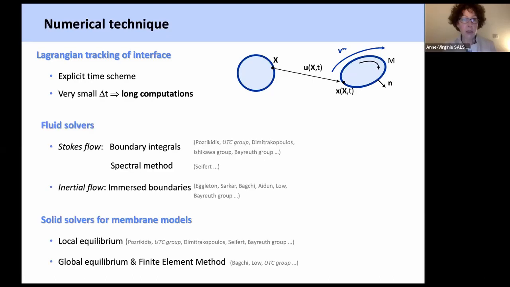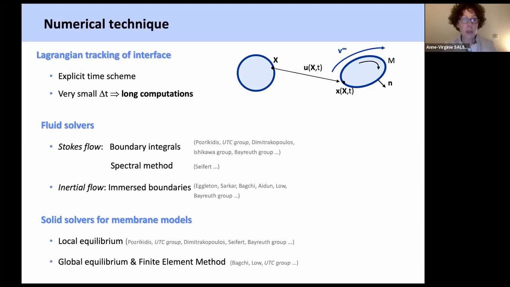On the fluid side, I've put different groups because we are definitely not the only ones in the world to look at these problems. Many people have taken into account that the equations are Stokes equations. In that case, we can use either boundary integral methods, which we do, or spectral methods. But we also investigated how to use the full Navier-Stokes equation. In that case, we can also take into account inertia. And for experiments, we have shown that inertia needs to be taken into account whenever the Reynolds number starts to be above 1. Up to 1, the results don't change and inertia does not play a role.